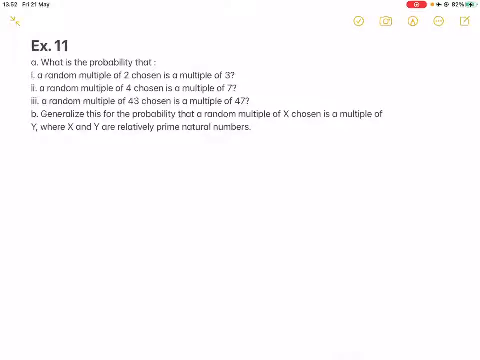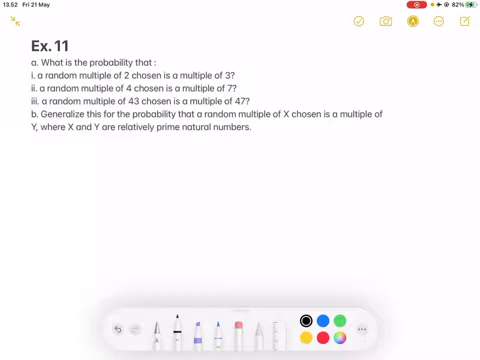Alright, so here's example 11 for probability. We need to find the probability that a random multiple of 2 chosen is a multiple of 3, a random multiple of 4 chosen is a multiple of 7, and a random multiple of 43 chosen is actually a multiple of 47. And then we can generalize this for the probability that a random multiple of x chosen is a multiple of y, where x and y are relatively prime natural numbers. Let's just work on part 1 of part A.